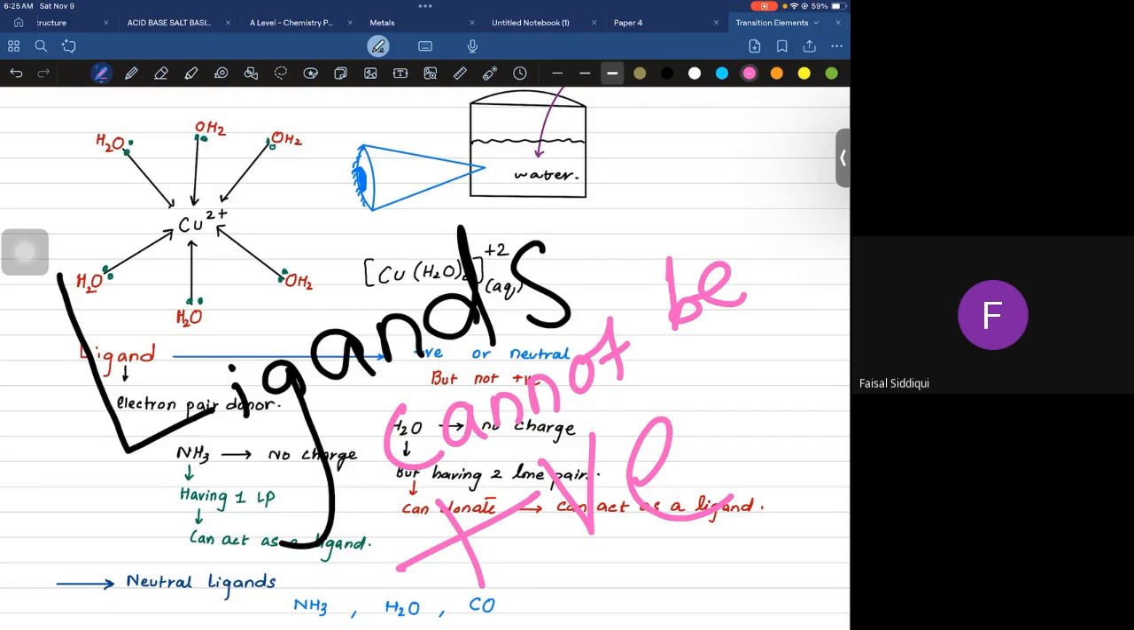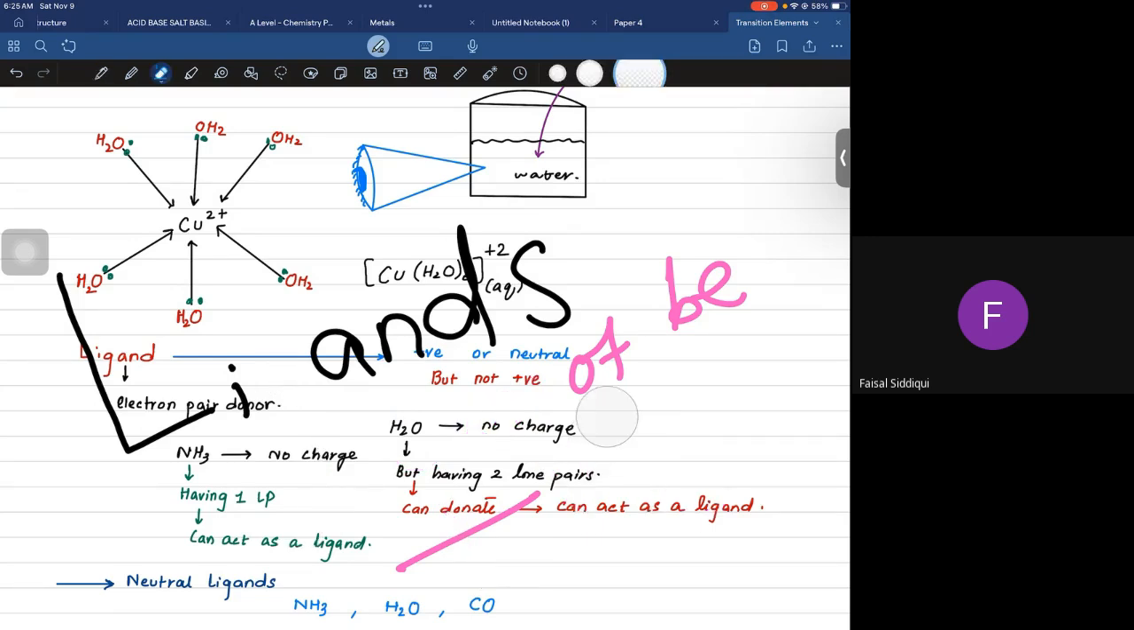Is this making sense? If they have no electrons, how can they donate their electrons to someone else? So obviously they cannot act as a ligand. So for a ligand, one thing is very important, that is, they must have electrons.